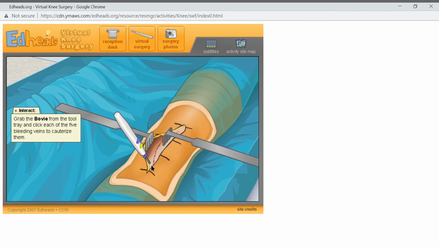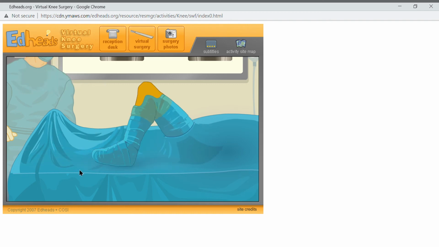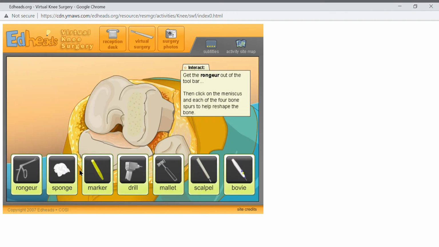The rake retractors fold the skin and tissue out of the way, exposing our patient's knee. To operate, we need the patient's knee elevated and bent so the bones are fully exposed. Now the leg is at the proper angle. Use the rongeur to remove the anterior cruciate ligament, or ACL, the meniscus, and any bone spurs that may be lurking about.